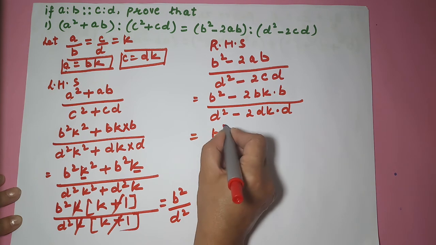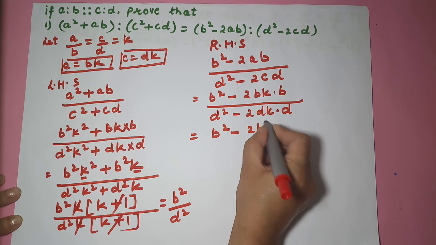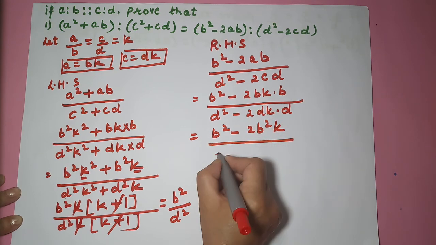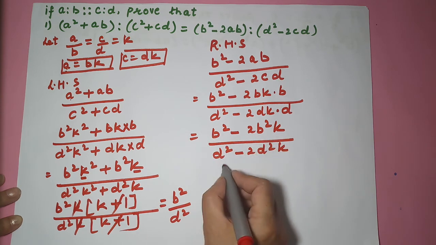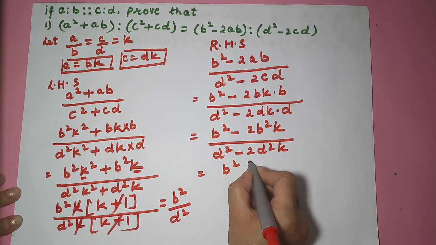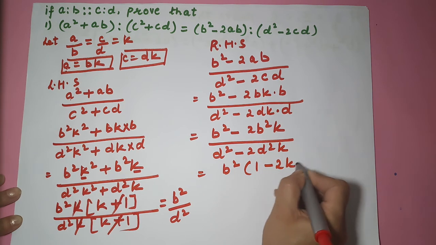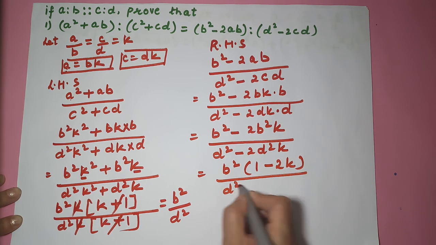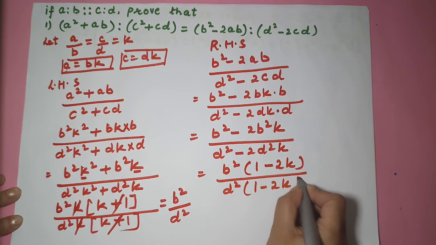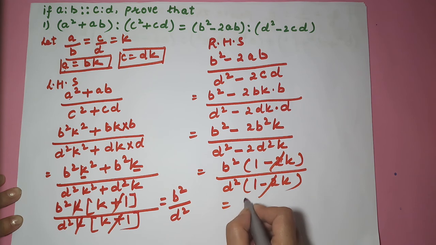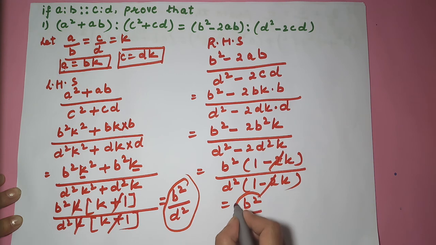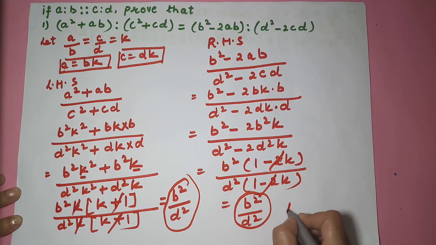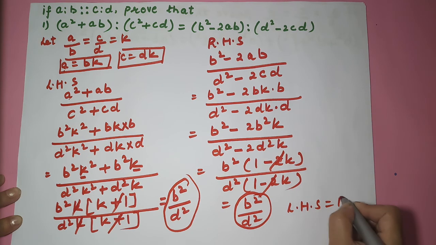So finally this becomes B square minus 2B square K. B into B is B square. D square minus 2D square K. Now let's look for something that we can take common. In the numerator we can take B square common. Inside I'll get 1 minus 2K. In the denominator I can take D square common. Inside I'll get 1 minus 2K. I'll get rid of this. Finally I am left with B square upon D square. So my left hand side was this. Right hand side is this. So you can write now left hand side is equal to right hand side. So you have proved this.